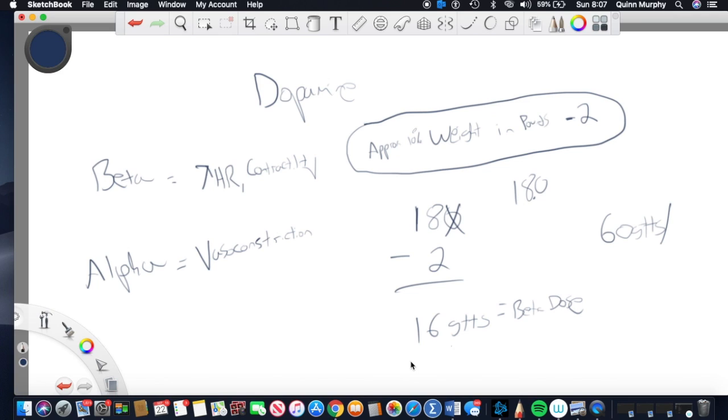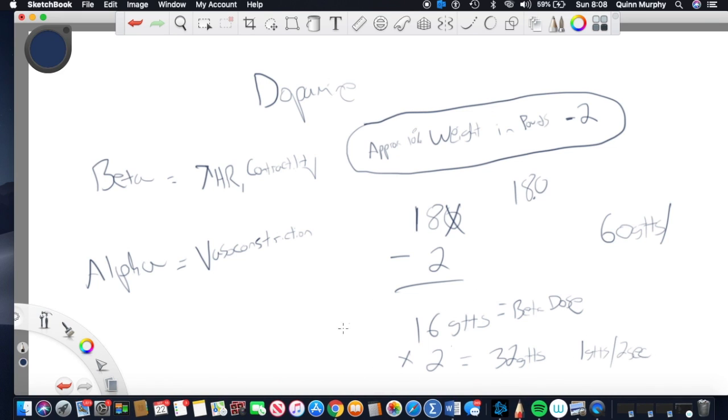Now let's say instead of heart failure, it was neurogenic shock. We need to give our alpha dose of dopamine. We're just going to simply do the same method. We've got 16, we're just going to multiply it by 2. So that's 32 drops a minute, or 1 drop every 2 seconds. That is our alpha dose.